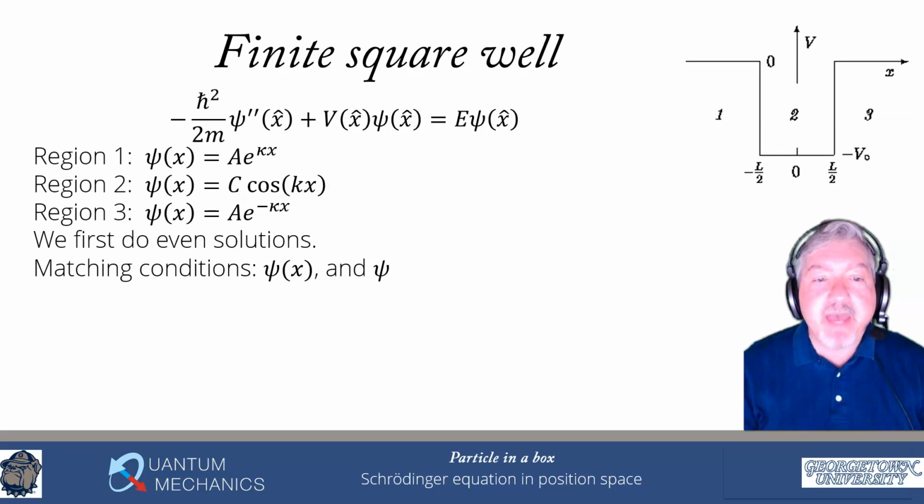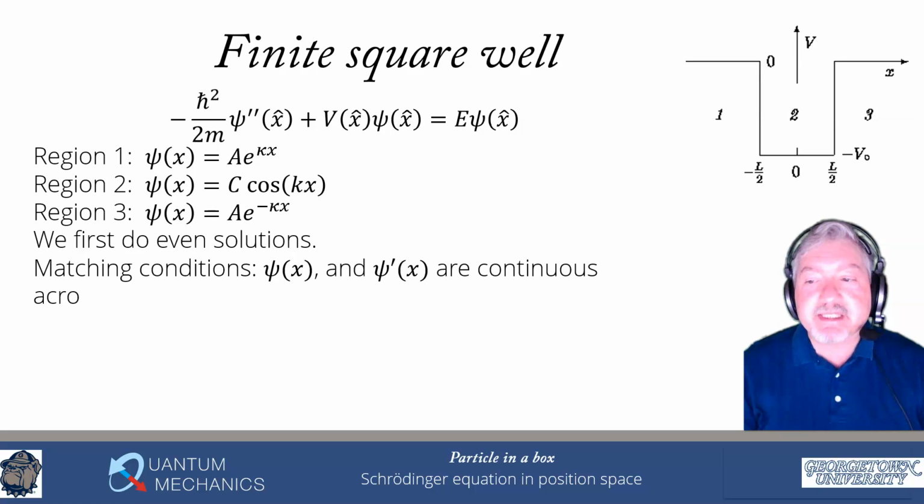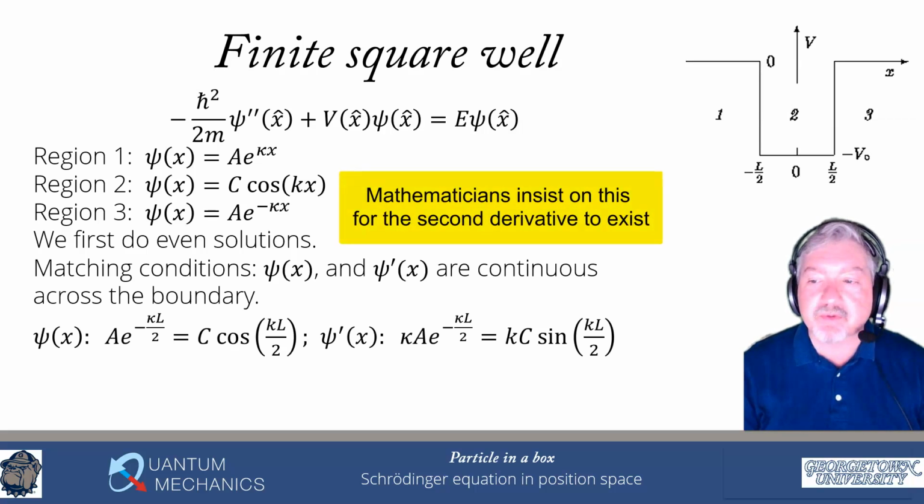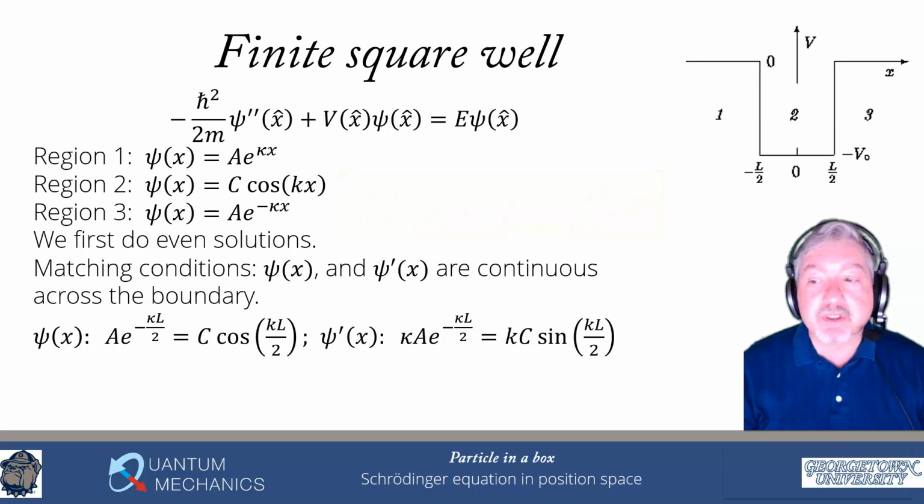Okay, we have a matching condition as well. We insist that the wave function and its first derivative are continuous across the boundary. So let's look at that wave function. We're going to look at the boundary between region 1 and region 2, which occurs at x equals minus L over 2. I have to set psi of x in region 1 when I put x equals minus L over 2 equal to psi of x in region 2 when I set x equals minus L over 2. And that gives me A e to the minus kappa L over 2 equals C cosine kL over 2.